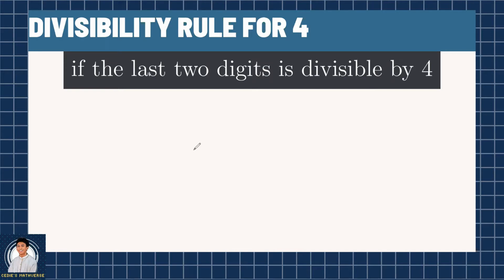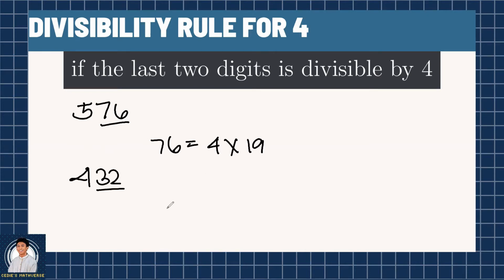Now, for the divisibility rule of 4, there will be an increase in the number of digits that we will expect. If the last 2 digits of a number are divisible by 4, then the number itself is divisible by 4. So for example, 576 is divisible by 4 because 76 is equal to 4 times 19, which implies that 76 is divisible by 4. Furthermore, 432 is also divisible by 4 since 32 equals 4 times 8.